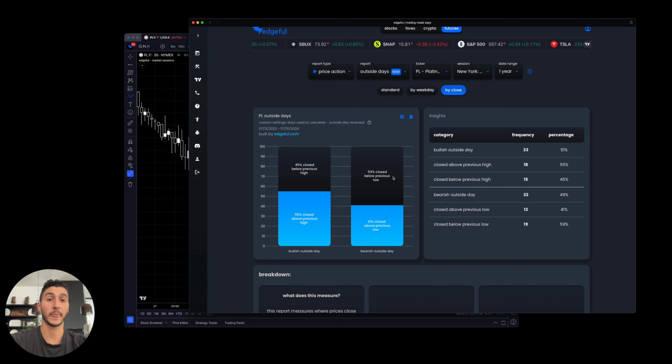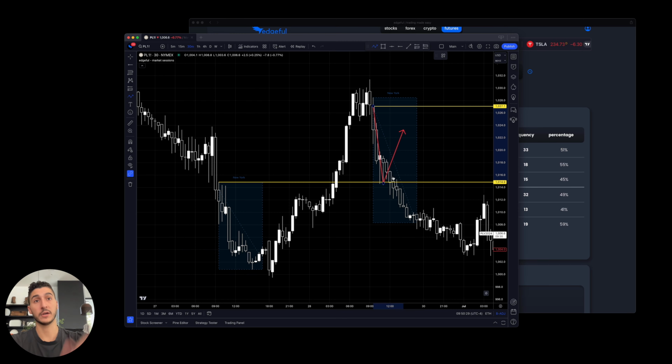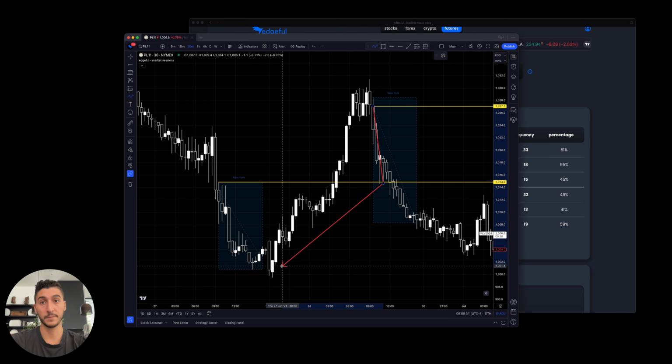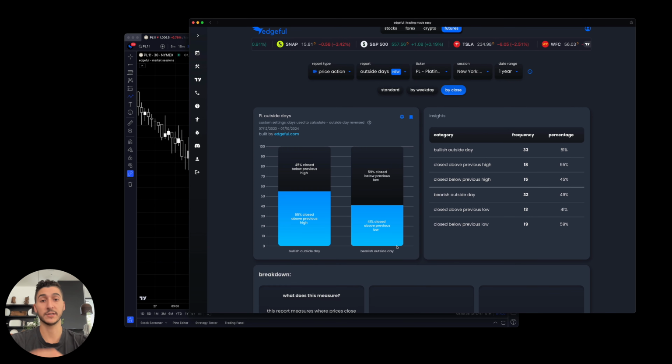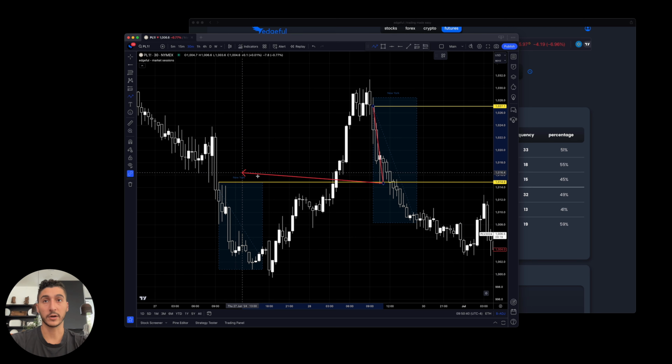Same thing goes here. If you're short, you don't want to hold runners beyond the previous day's low. Or sorry, if you're long and you're trying to take advantage of a bearish outside day, which would mean that price would come up, you want to make sure that you are targeting this area and you realize your profits around this area.